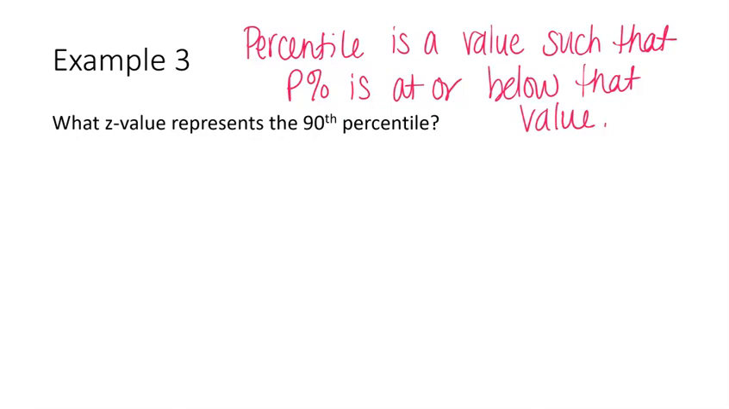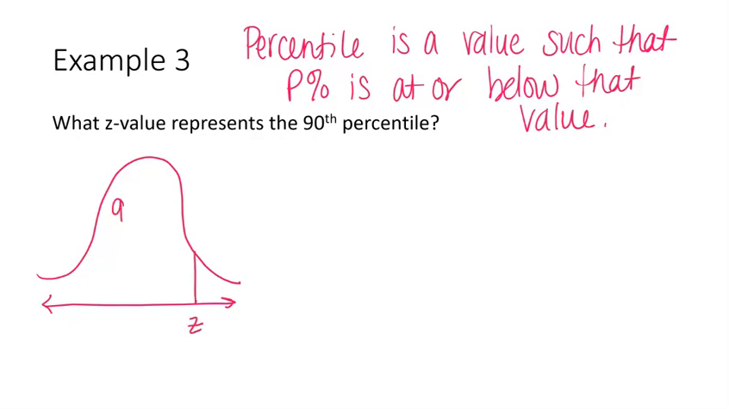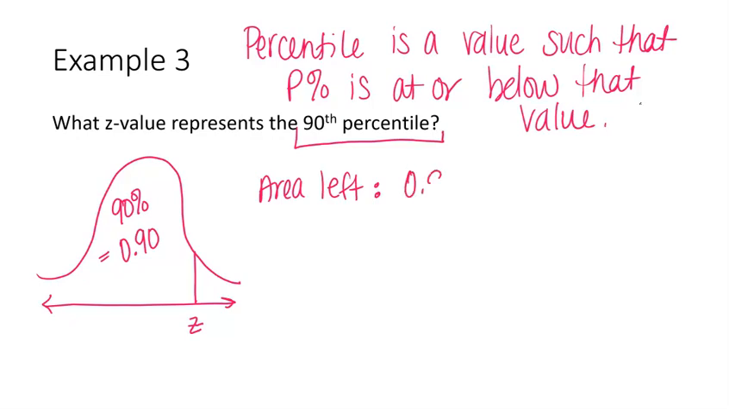So what they're really asking me here is to find the z-value. Actually, let me sketch it. It'll be easier to see it on the curve. What they're asking me for is a z such that 90% of my data is below it, AKA my area left is 90% or 0.9. So when they give you percentile, they're automatically giving you the area left to be 0.9.